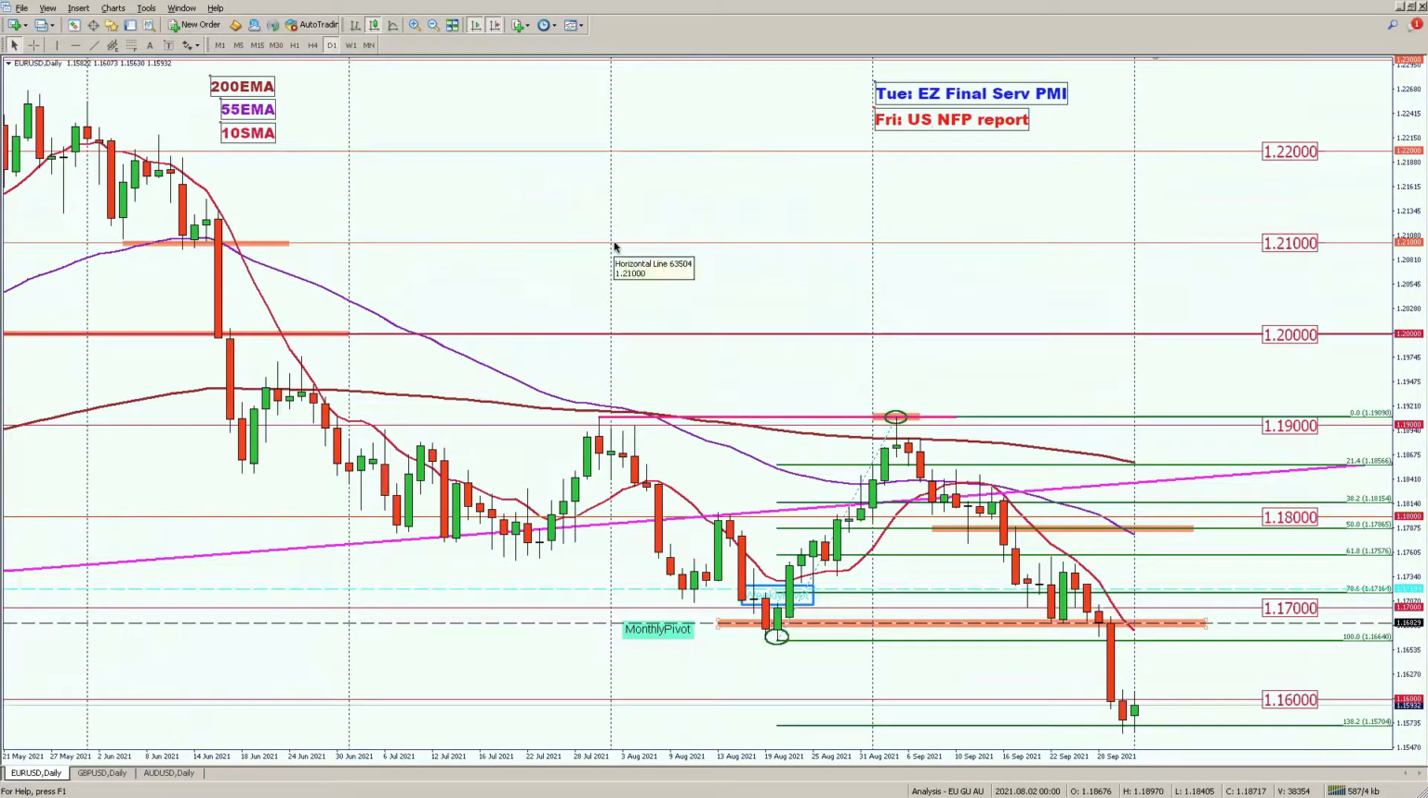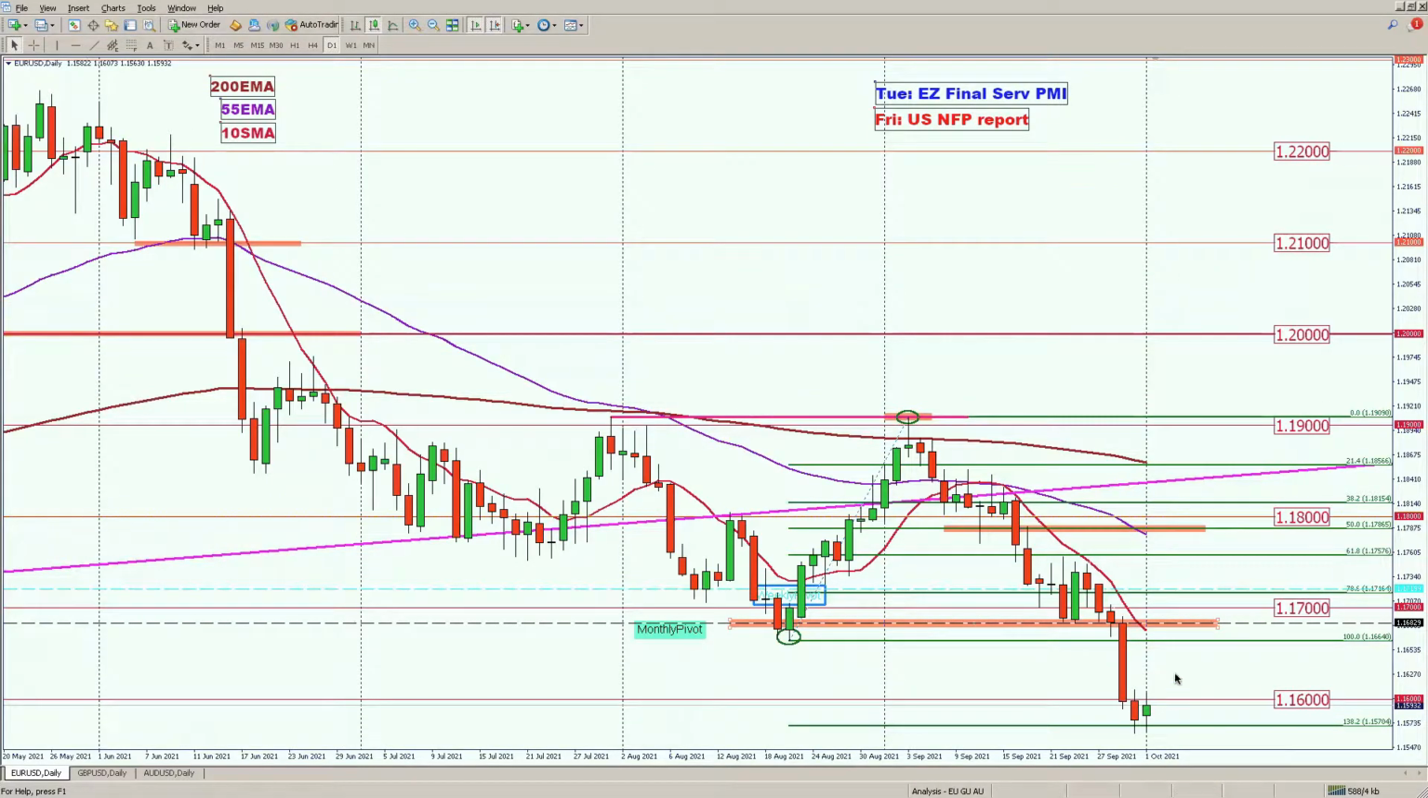Okay, let's move back to the daily time frame, and very weak for the week, and just stayed within the candle of the previous day, Thursday, so forming a harami here. Let's see how bearish it is for the start of the week. If there's any pullback higher, then that could be a continuation move lower.